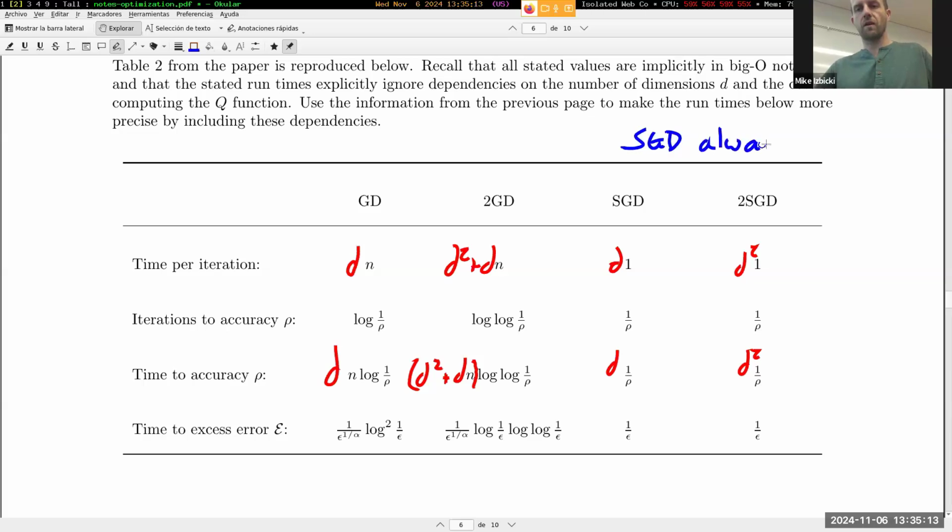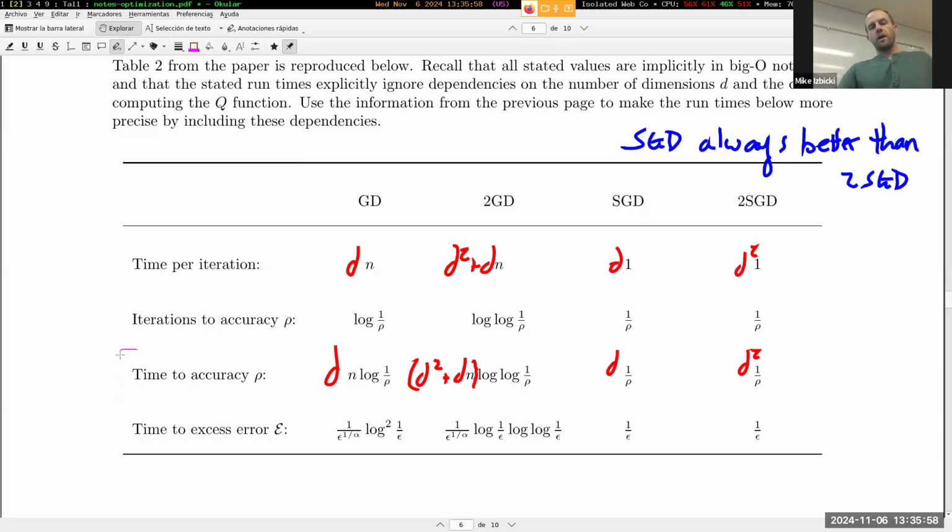SGD is always better than 2SGD. And so when you're trying to select an optimization algorithm, it never makes sense to select second order stochastic gradient descent. And nobody does this, not in machine learning, not in any other mathematical discipline. If we're comparing gradient descent versus second order gradient descent, though, there is some trade-off, because gradient descent has the better dependence on the number of dimensions, and second order gradient descent has the better dependence on the accuracy rho, and so neither one of these strictly dominates the other.